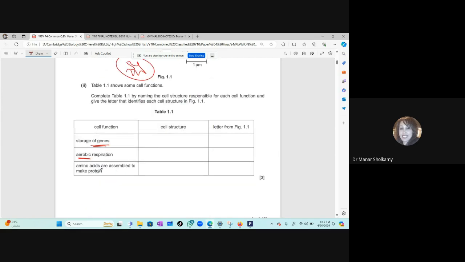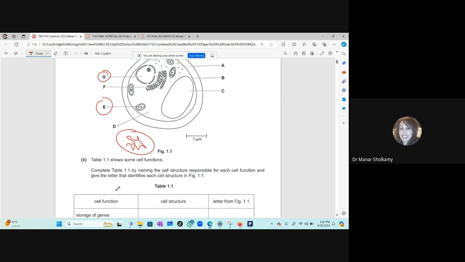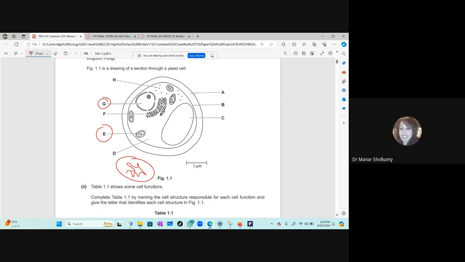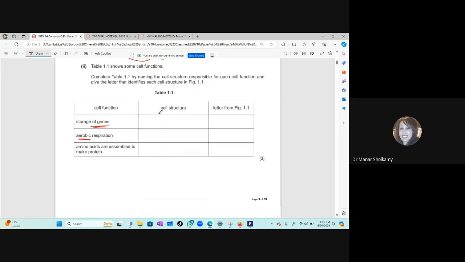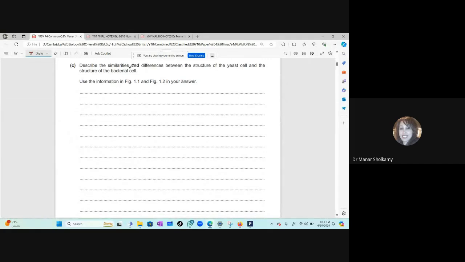And here, amino acids are assembled to make protein. This is important. Ribosomes. Give me a letter. H. Very good. Now, describe the similarities and differences between the yeast cell and the structure of a bacterial cell. I think we already answered that. This is really common: eukaryotes and prokaryotes. The yeast cell is a eukaryote, of course. So we already said it.